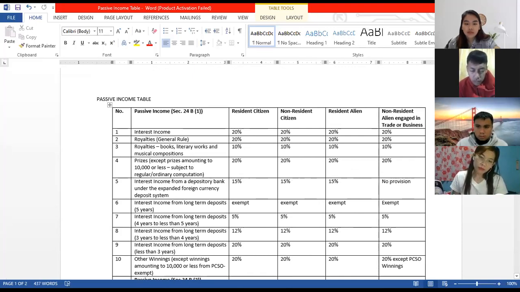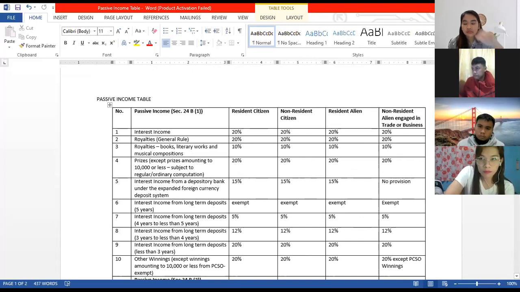Now let's talk about non-resident alien individual not engaged in trade or business within the Philippines. So tapos na tayo sa resident citizen, non-resident citizen, resident alien, and non-resident alien engaged in trade or business. Now we go to non-resident alien not engaged. Okay? Hindi siya engaged.